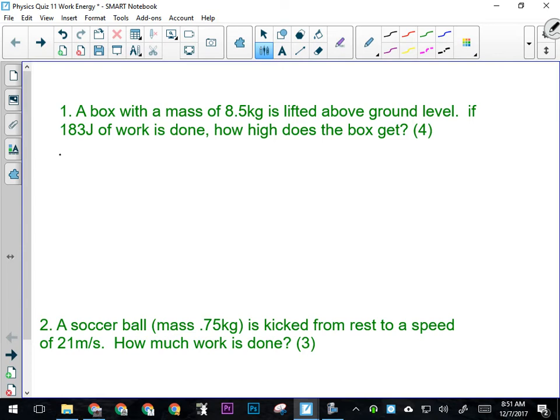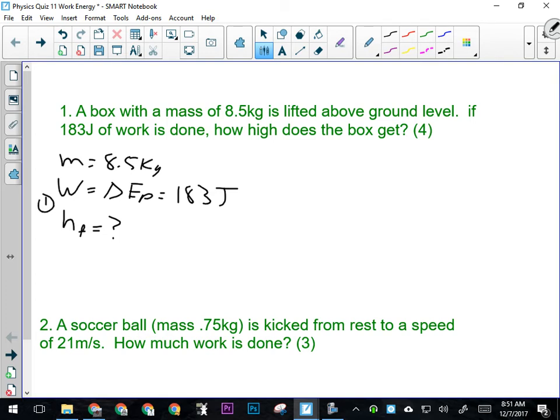Okay, mark for givens. Mass, 8.5 kilograms. Work / change in potential energy is 183 joules. And we are looking for essentially the final height. All right, everybody okay with that? So 1 mark there. This is a work energy theorem question. So work is a change in potential energy. So you can give them a mark for that.